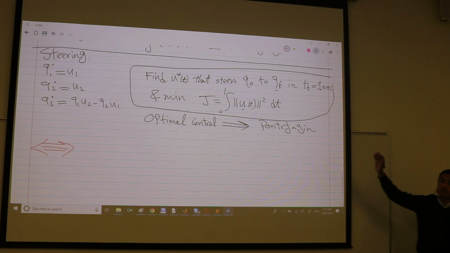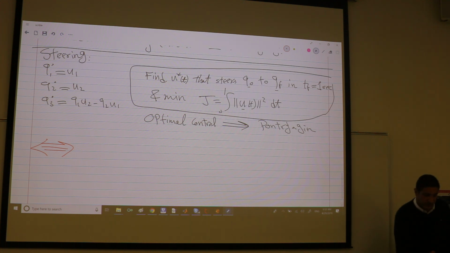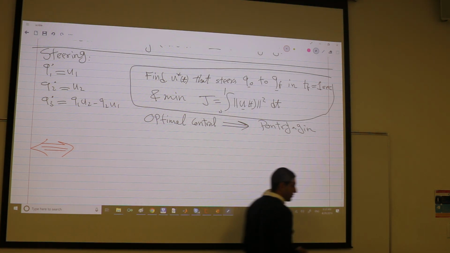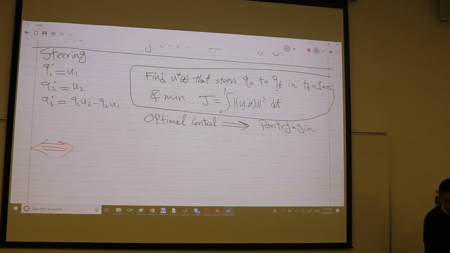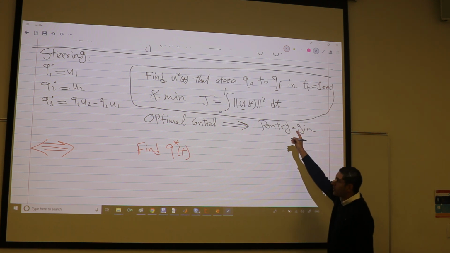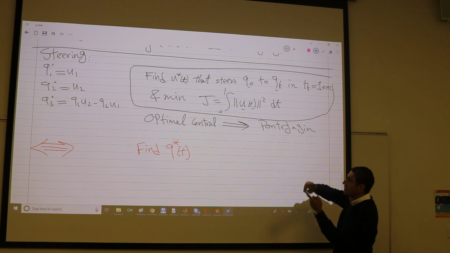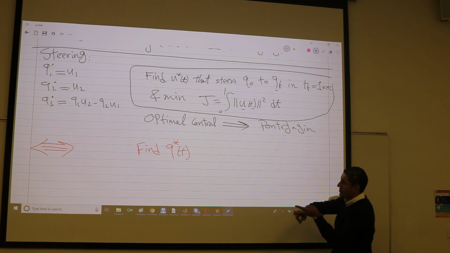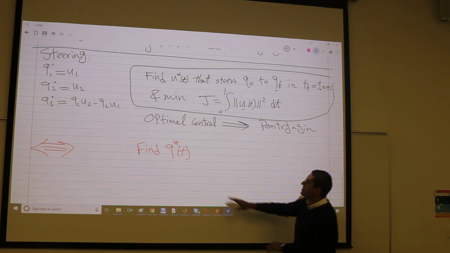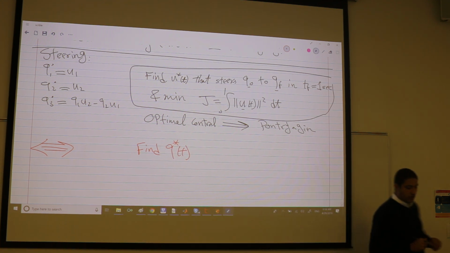I will get rid of U, the control inputs, completely, because whenever I have U1, I can substitute it for Q1 dot. Whenever I have U2, I can substitute for Q2 dot. I can get rid of controls completely. So I'll try to find the trajectory, the optimal trajectory. The solution of the optimal control problem gives you both simultaneously, U star and the optimal trajectory. But because U is nothing but the velocities, I can get rid of it and focus on the trajectory. Now it's no longer an optimal control problem.